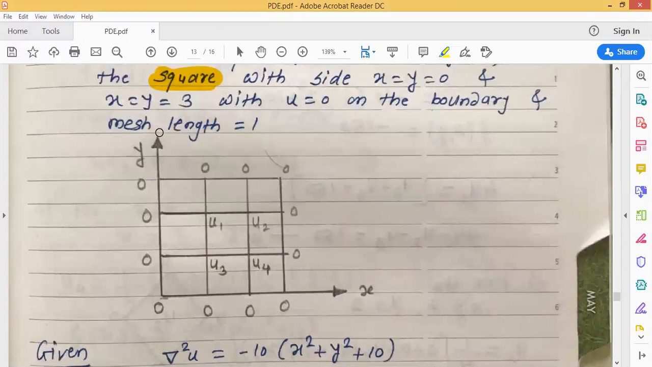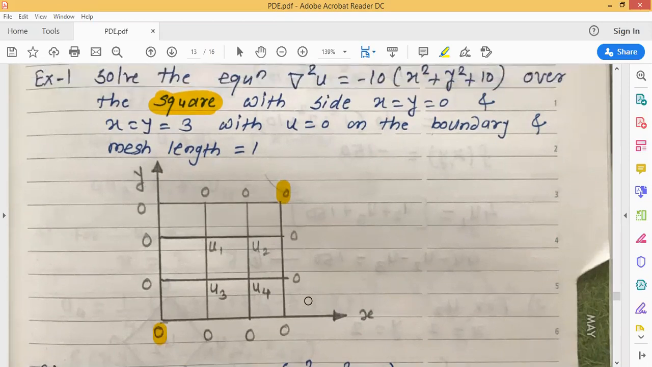So along this I draw the x direction, and this is the y direction. X and y start from 0, meaning initially there is a 0 value, and end with 3. In the x direction we have 1, 2, 3, and similarly in the y direction. This point is where x is 3 and y is 3. This is the square mesh I have to consider, and u is equal to 0 on the boundaries, meaning everywhere along the mesh sides the value of u is 0.